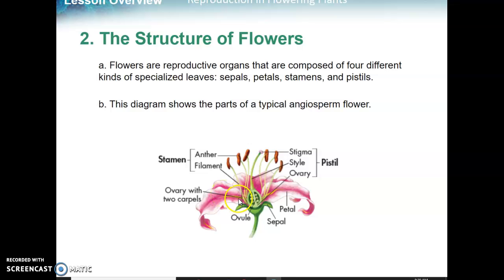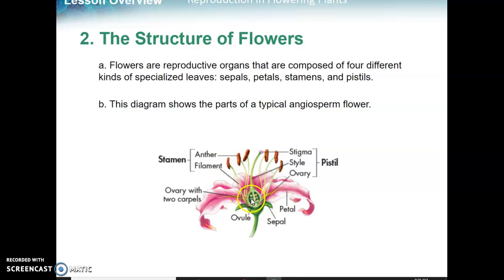The third whorl is the stamen. The stamen is made of two pieces. Here the stalk is called the filament, and then the top piece is called the anther. Together they're called the stamen, and these are the male parts of the flower. The anther part of the stamen is what makes pollen grains that have sperm that will do pollination.